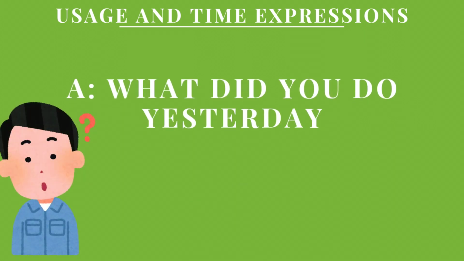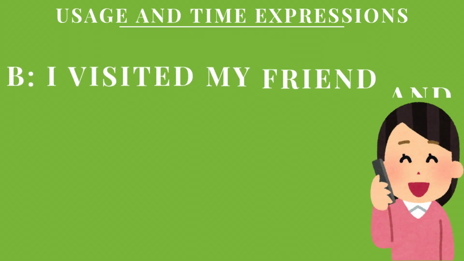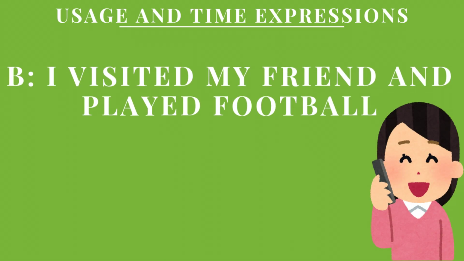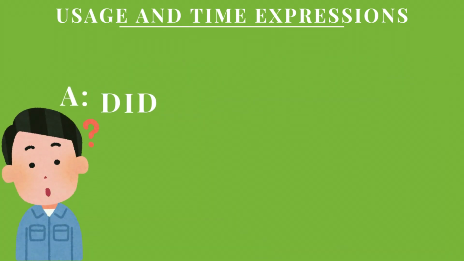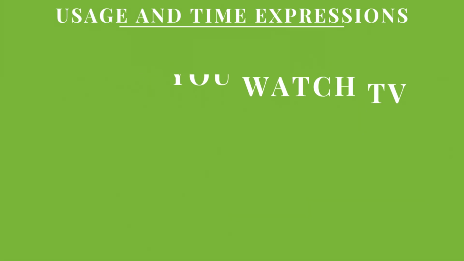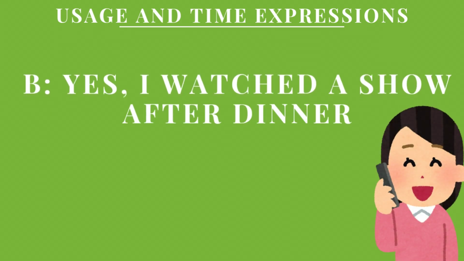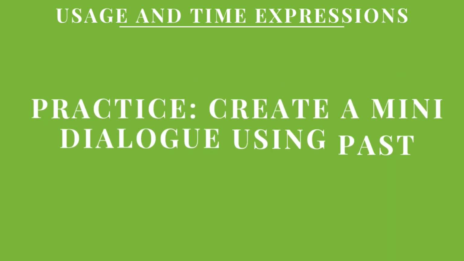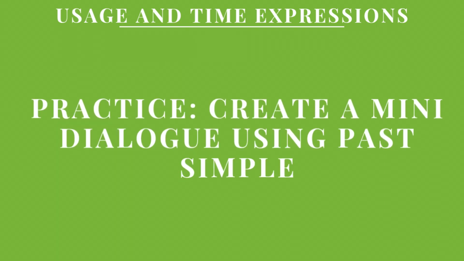Conversation simulation. A: What did you do yesterday? B: I visited my friend and played football. A: Did you watch TV? B: Yes, I watched a show after dinner. Practice. Create a mini dialogue using past simple.